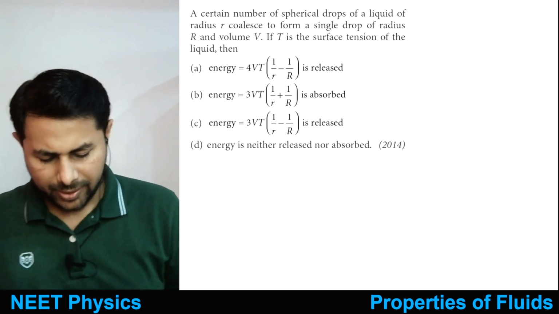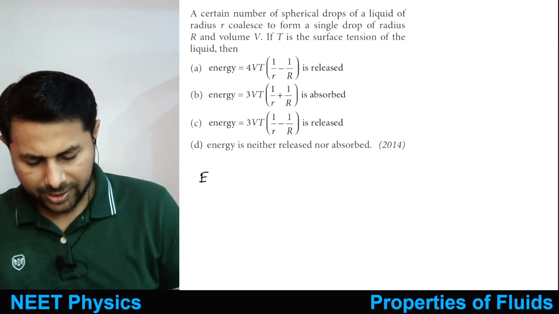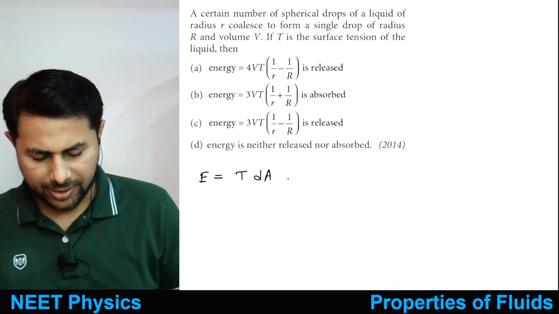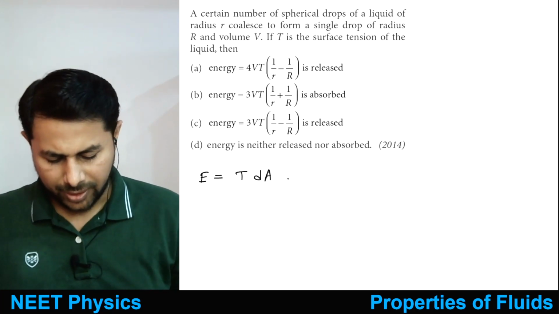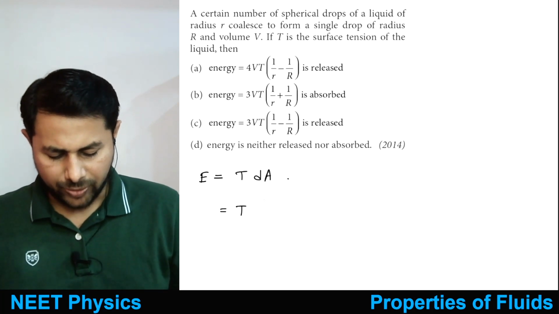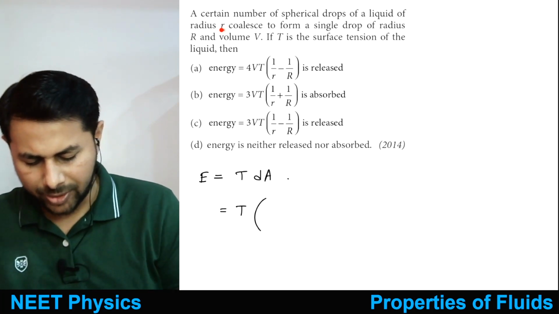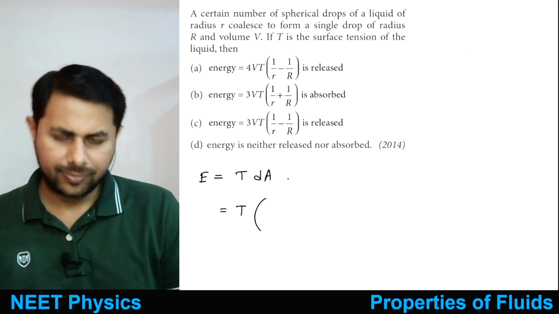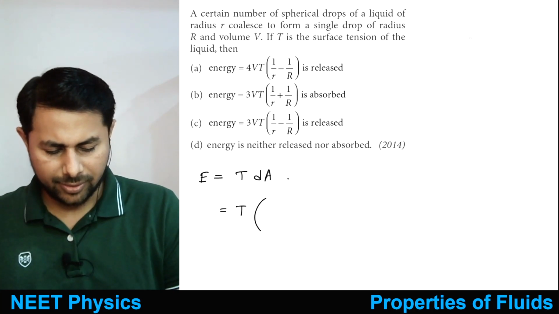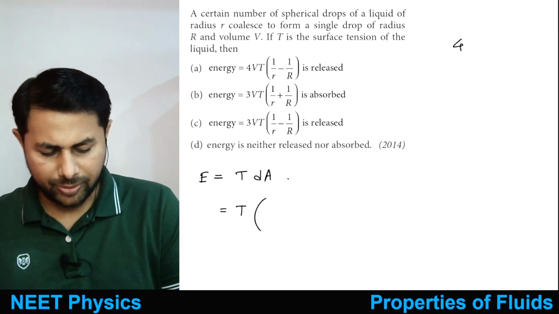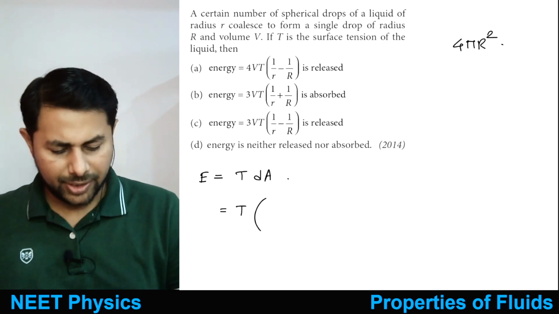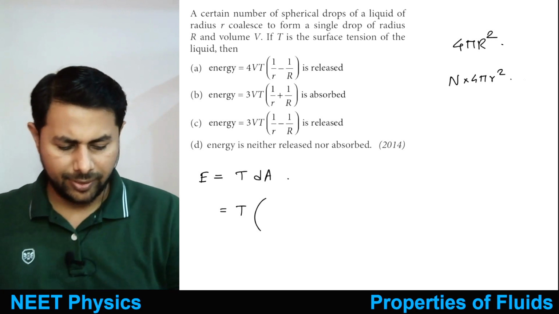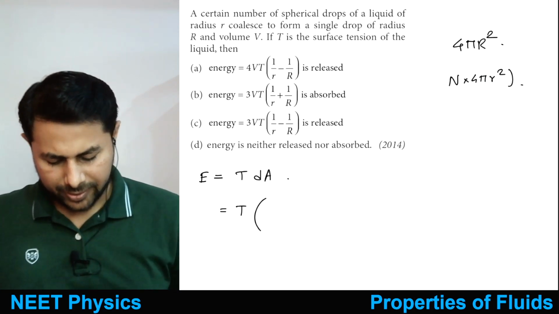So how much is the amount of energy released? E is equal to T times dA, T times the change in surface area. Then what is the change in surface area? So n drops coalesce, right? So the final surface area would be equal to 4 pi capital R square. The initial surface area would be equal to n times 4 pi small r square. Okay, so let's put that here.